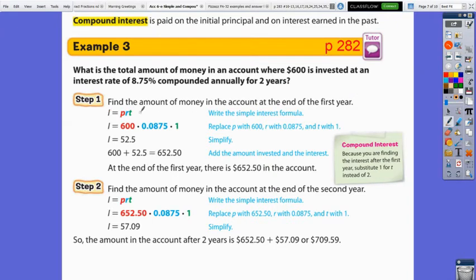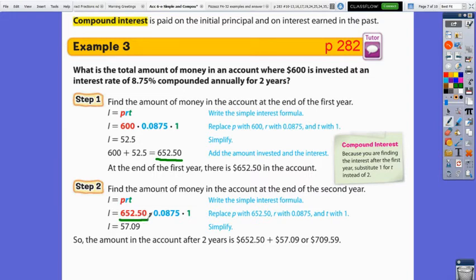So you use the simple interest formula, I equals PRT, and you find out how much interest this account makes in 1 year. So you start with a $600 principal, 0.0875 times 1 year, $52.50 is the interest in the first year, which means at the end of the first year, the balance is now $652.50. All right. So because it is compound interest, the second year, the principal is going to be $652.50.